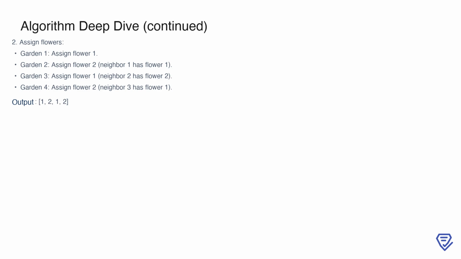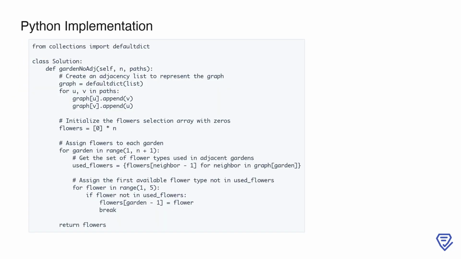The final output is [1, 2, 1, 2], where each index corresponds to a garden, and the value represents the assigned flower type. This shows how the algorithm ensures that no 2 adjacent gardens share the same flower type while satisfying the problem's constraints efficiently. This Python implementation solves the problem Flower Planting With No Adjacent, LeetCode number 1042. Let's break it down step by step.